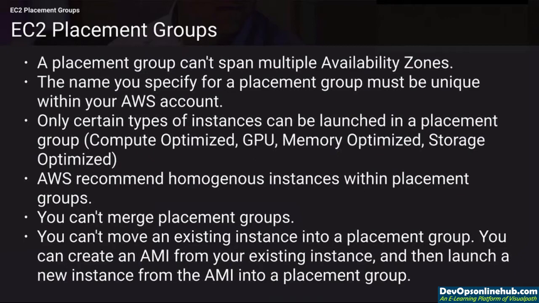The next important one is AWS recommends homogeneous instances within a placement group. What does homogeneous instances mean? Homogeneous basically means they are of the same family and the same type, which means if I'm trying to create a placement group, it is a much more recommended practice that I combine instances of the same size, like T2 micro or C4 large or maybe R4 large. I should not combine T2 micro and C4 large and R4 large into one. I can combine, but I might not get the better output of a placement group.